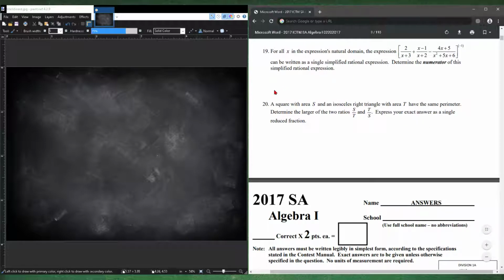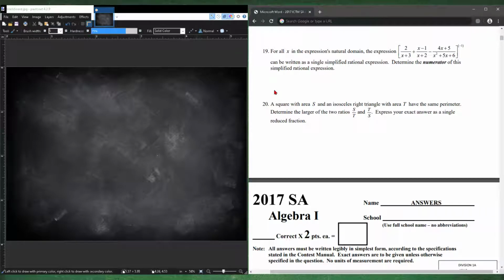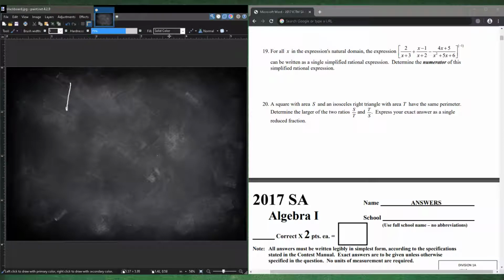Number 20. A square with area S and an isosceles right triangle with area T. Okay, so let's draw that out first. When they usually give you shapes, you want to draw it out so you get a visual way to think about it. The square has area S and the triangle has area T, but they have the same perimeter.